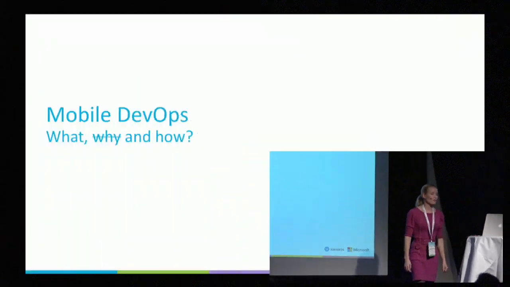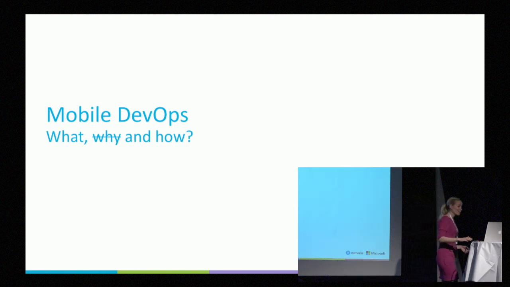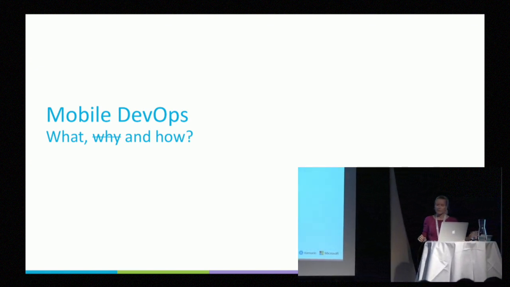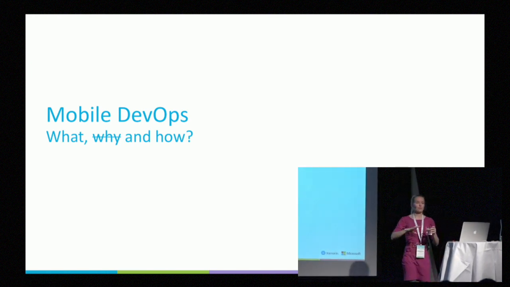I've already covered the why part. That's why it's crossed out. That's why you need mobile DevOps. What I want to do now is get a bit into the what. What is it, really? I mean, it's so fuzzy. And how can you do it? So I'm going to start out by talking about what is DevOps. And I'm not going to focus on the mobile part. I'm just going to focus on DevOps in general before we move on to mobile.